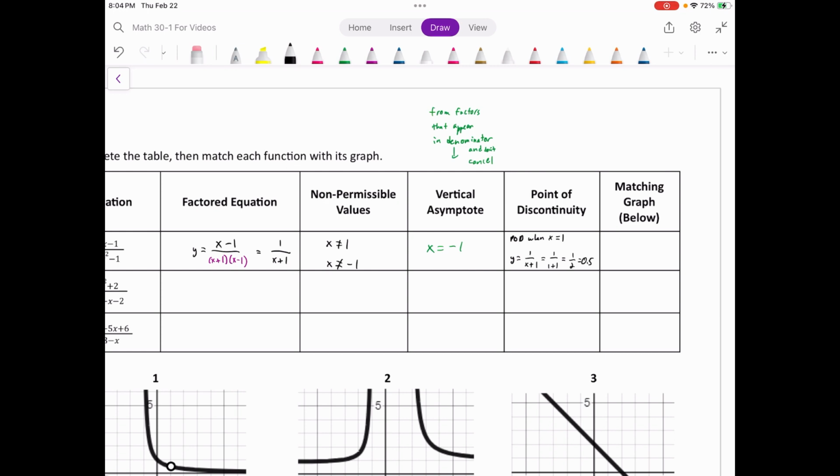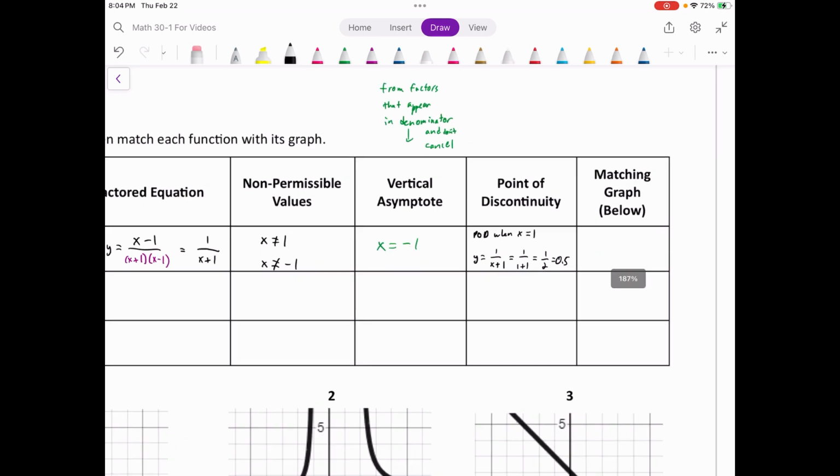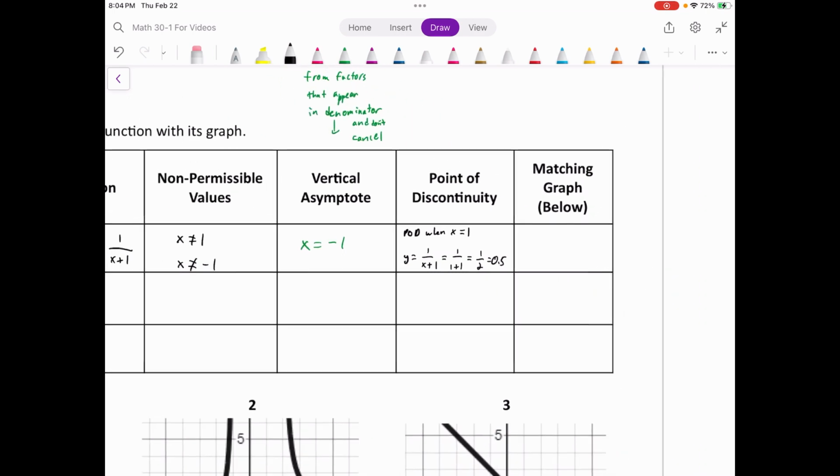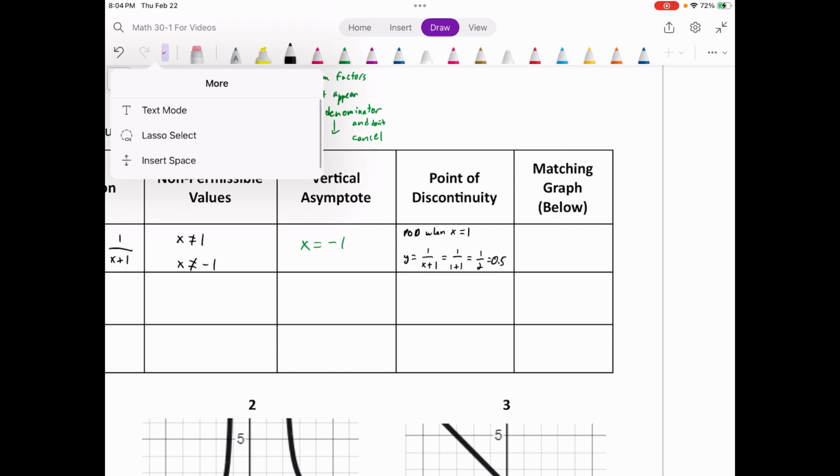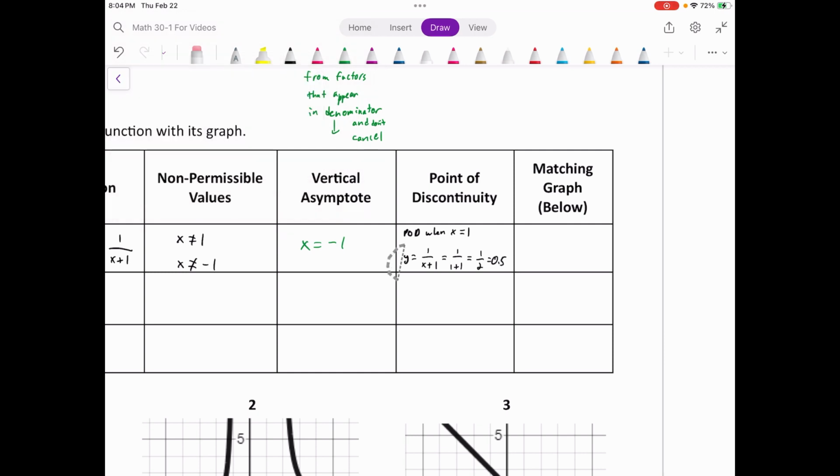So our point of discontinuity is at 1, 0.5, right? 1, 0.5. Let me just shrink that a bit. I should have given myself a little more room. That's tiny, but it's going to have to be. So our POD is at, sorry, not 0, 1, 0.5.